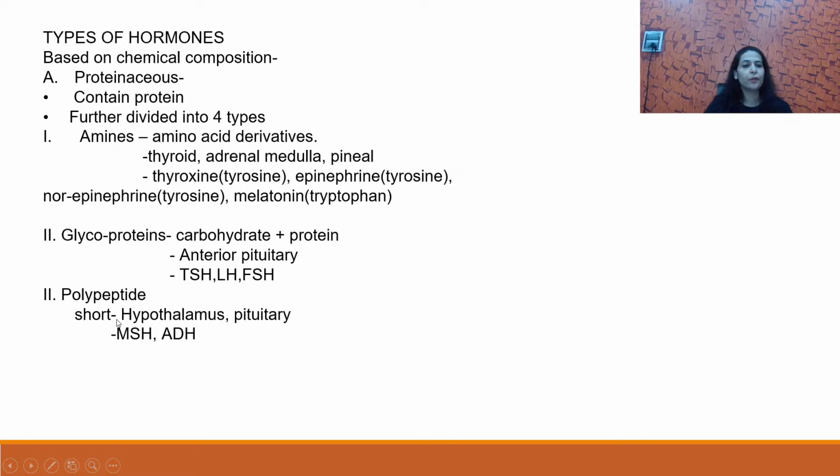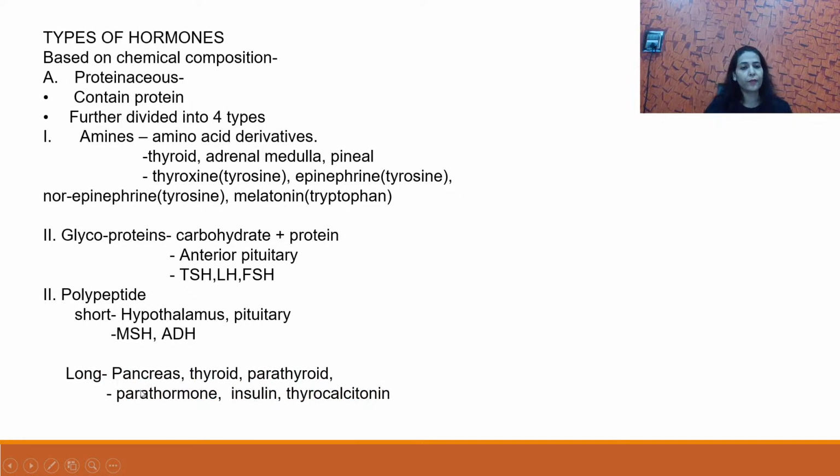Okay, so the chain could be short. For example, the hormones from hypothalamus and pituitary, MSH and ADH. And it could be long. For example, in case of pancreas, thyroid and parathyroid. All right. Examples: parathormone, insulin and thyrocalcitonin. All right, my dear friends, I will again describe this thing to you.